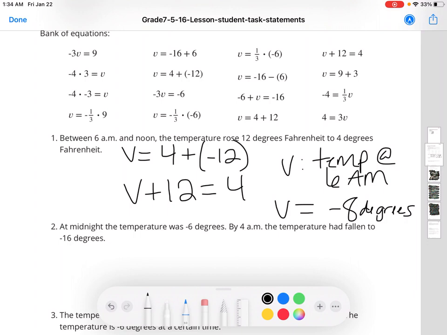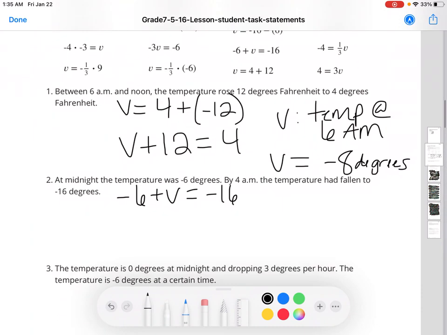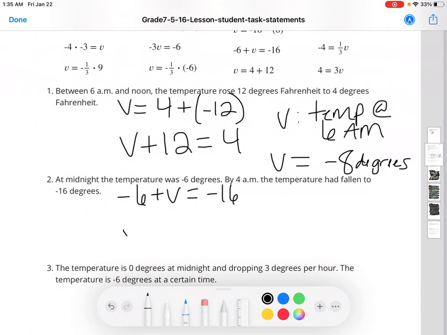On number 2, it says at midnight the temperature was negative 6 degrees. By 4 a.m., the temperature had fallen to negative 16 degrees. So which two equations would fit this situation? Negative 6 plus V equals negative 16. And V equals negative 16 plus 6.